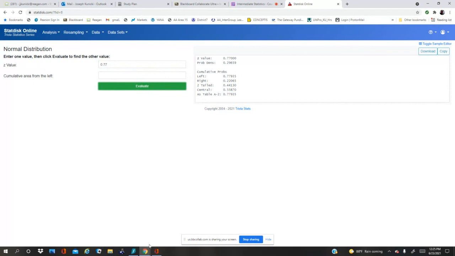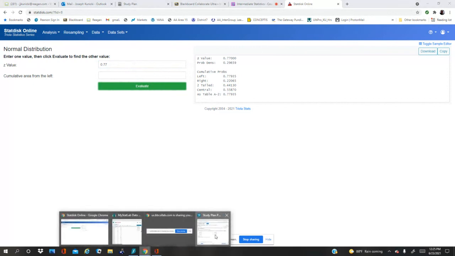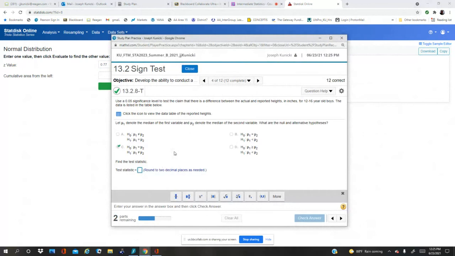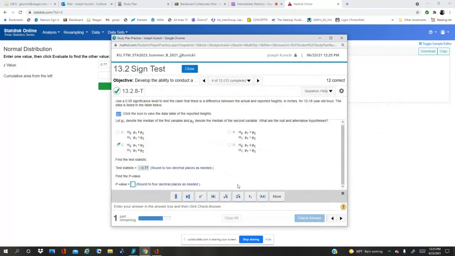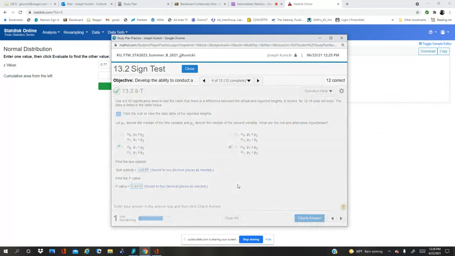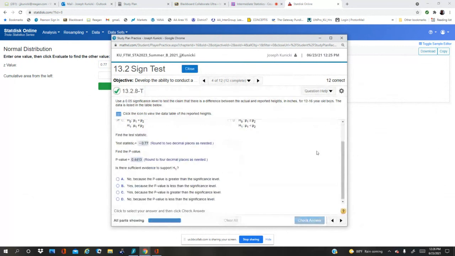So now I go back to the problem. And I say the test statistic is negative 0.77. They asked for 2 decimal places. And then the p-value, I remember it was two-tailed. That's why I got two-tailed off of the readout. And it's 4 decimal places, 0.4413, and obviously the p-value is much larger than 0.05, so it's A. We're not going to support the alternative because we cannot reject the null.